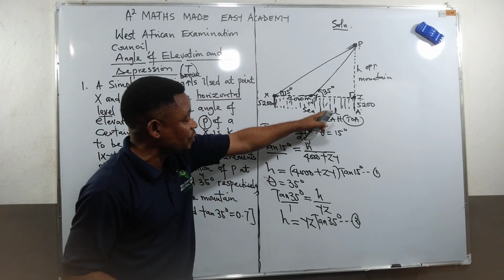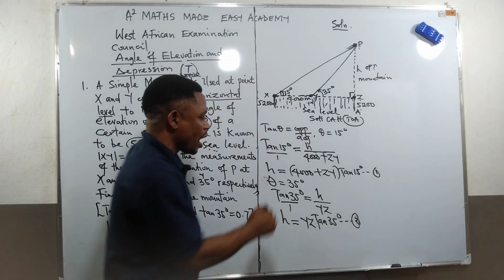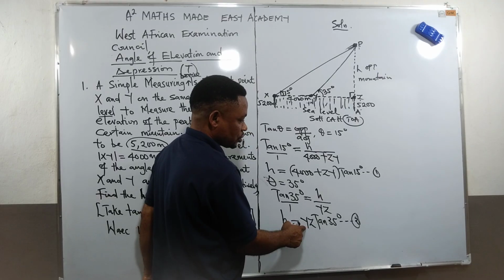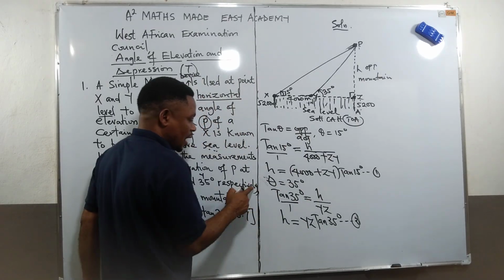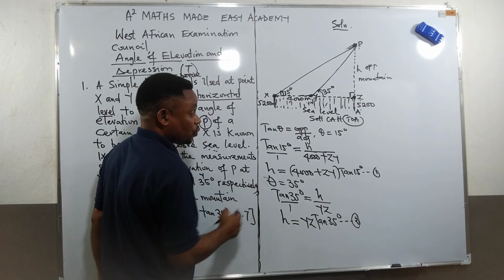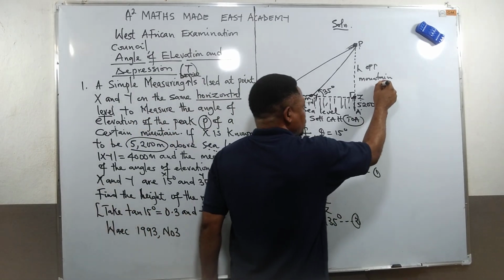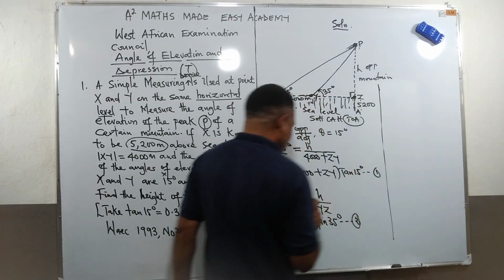For us to identify the height of the mountain, we have to know the value of yz. Now can you see that? Equation 1 is equal to equation 2. Now let's do the comparison together. Are you with me now? So what is the value of this?